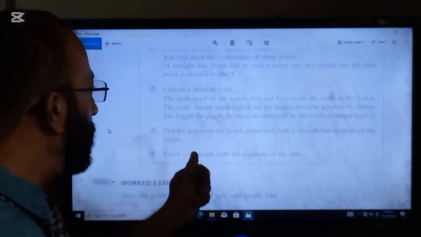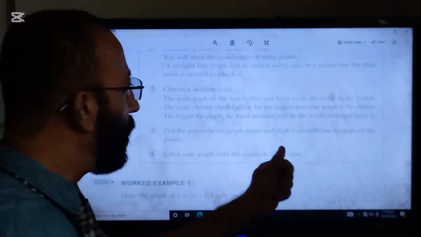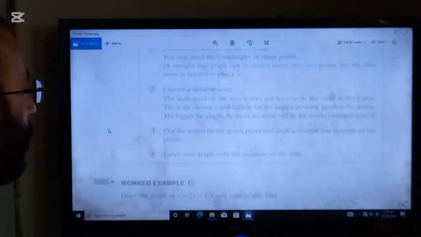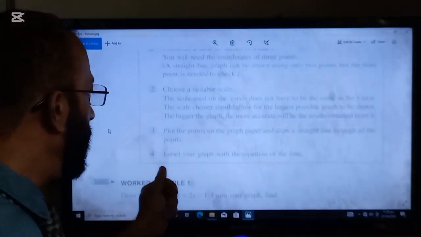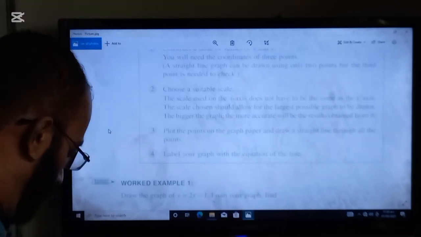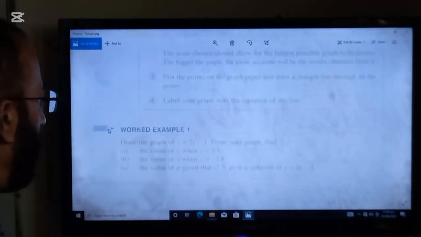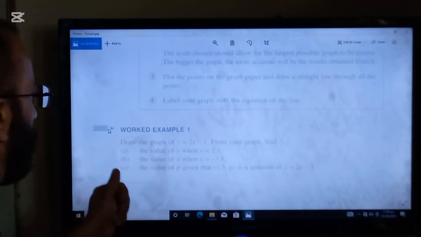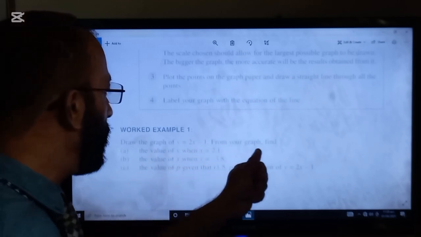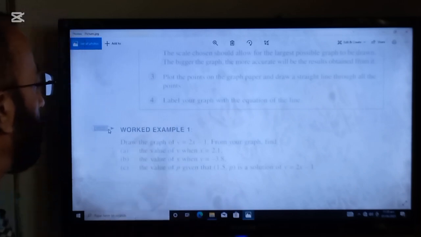Plot the points on the graph paper and draw a straight line through all the points. And the last step is label your graph with the equation of the line. So now here is a question. Draw the graph of y is equal to 2x minus 1, and from your graph find these things.